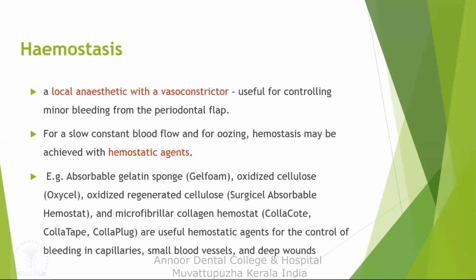You can even use a local anesthetic. Give that area a local anesthetic with a vasoconstrictor, which is useful for controlling minor bleeding from the periodontal flap. For a slow, constant blood flow and for oozing, hemostasis may be achieved with hemostatic agents. Examples: absorbable gelatin sponge, gel foam, oxidized cellulose, oxidized regenerated cellulose, microfibrillar collagen, hemostat. Just learn a few names: gel foam, oxygel, hemostat, colacoat, colatape, colaplug. These are common actually, colaplug.